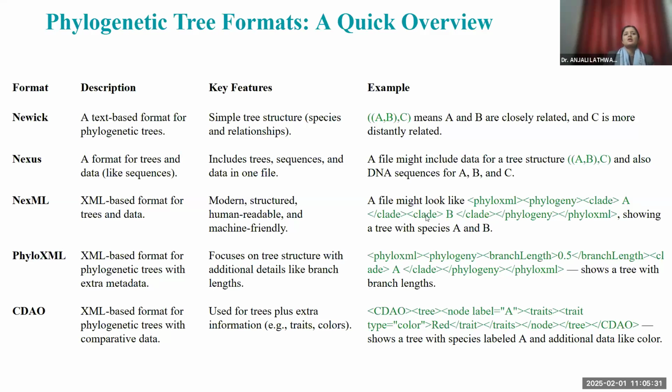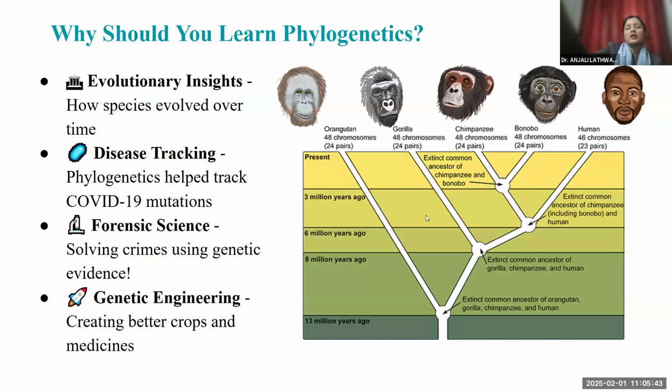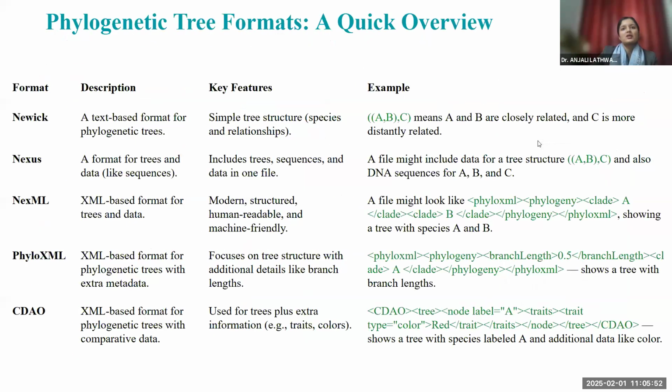These are some of the phylogenetic tree formats. Basically, Newick is a text-based format. You see this example. A and B are grouped together, like here, because these are grouped together at a certain level. And here C is something like human. So A and B are very closely related because they are enclosed in one bracket. C is more distantly related as compared to A and B. So this is Newick format.